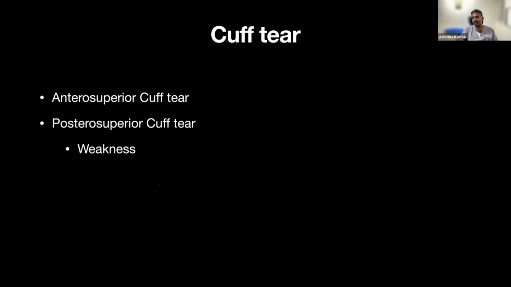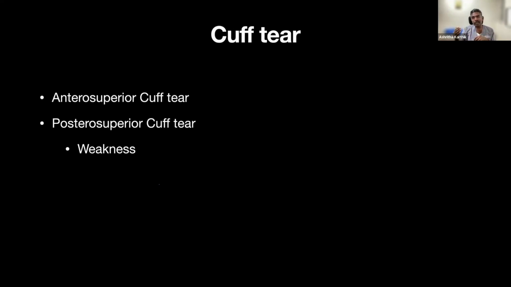Next comes cuff tear. Cuff tear is straightforward. You divide cuff tear into anterosuperior cuff tear and posterosuperior cuff tear. Keep this in mind: isolated supra tear, rarely symptomatic. Patients come only with pain. They might improve with exercises. You might not progress to MRI most of the time. So isolated supra tear patients coming with pain might settle down even with nice cuff and scapula strengthening exercises.